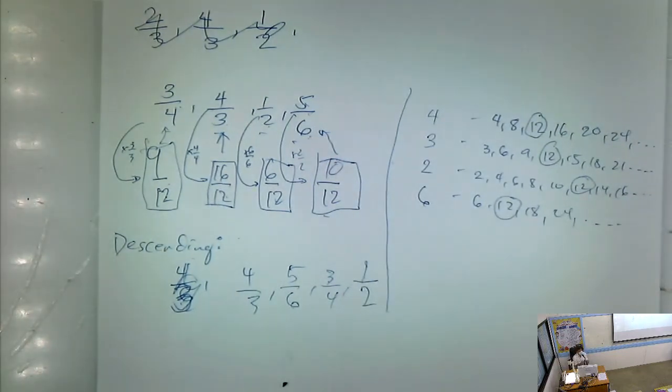So remember, in arranging fractions in order, first is to find the least common denominator, then get the equivalent fractions of the given fractions, and then arrange them depending on the order that was given. Okay? Do you understand? Okay, good.